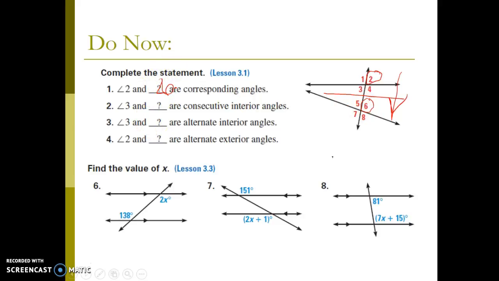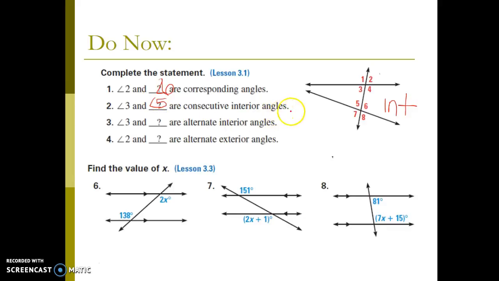For the next one, consecutive interior angles. Again, remember, in between the two lines are my interior angles, and consecutive meaning one after another, I should say. So angle 3 and angle 5 would be my consecutive interior angles.